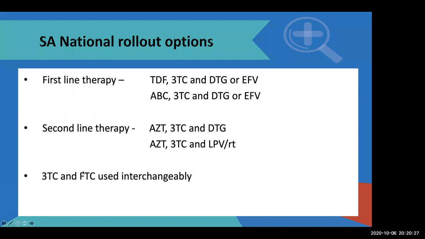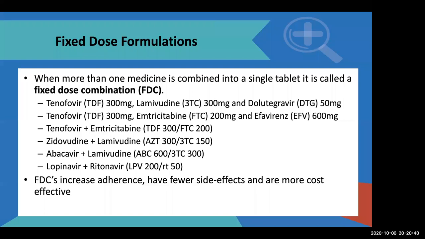lamivudine and emtricitabine are drugs that target the same binding site on HIV, and they can be used interchangeably, and they represent the same drug. So that is quite important. I spoke about the importance of improving adherence in terms of our prescribing habits. So you should always try to give your patients a fixed dose combination. What is a fixed dose combination? It is a tablet that has more than one drug in it. Therefore, it maximizes adherence by reducing the number of tablets and most of the time, frequency.